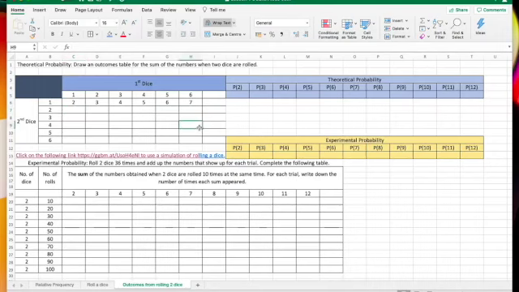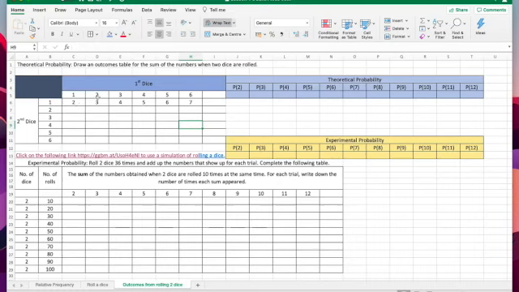Welcome once again. I want us to look at two dice that are rolled at the same time. And after rolling these two dice, we observe the numbers that appear on each die. And then we add those two numbers together. So our outcome is the sum of the numbers when the two dice are rolled.